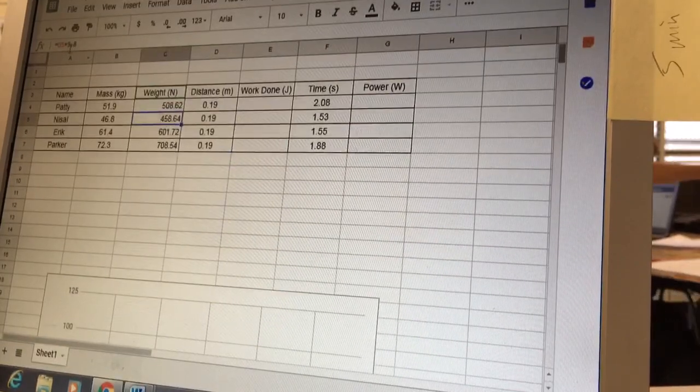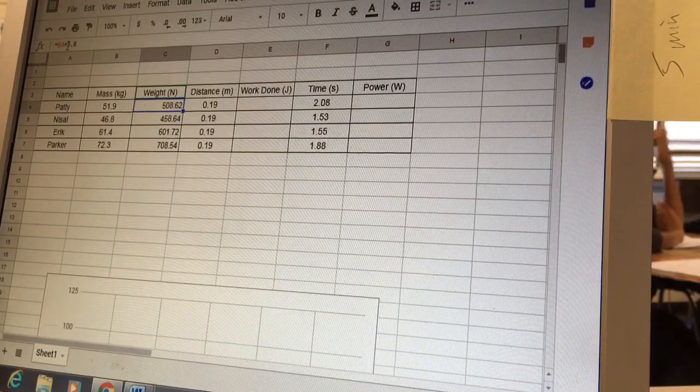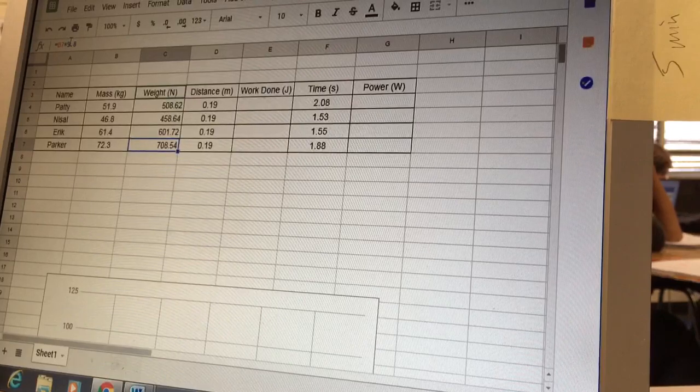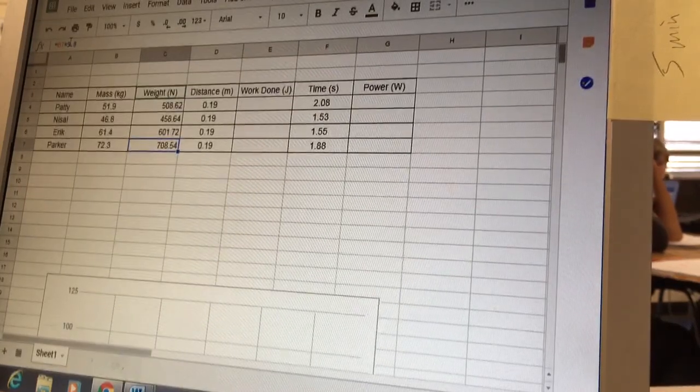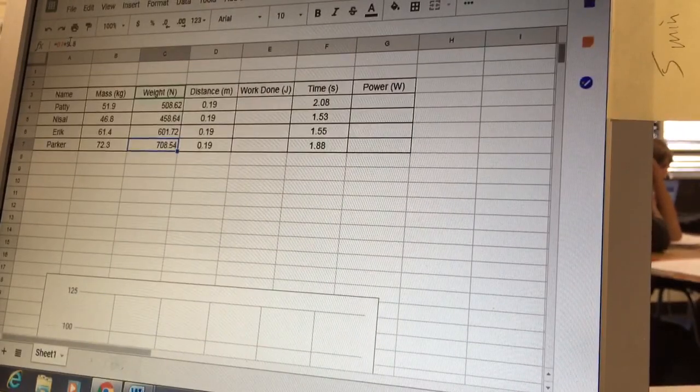If I click on each of these, you can see the equation. Remember this one for Patty was B4 times 9.8? What should this one be? B5. And then this one's B6, and this one is B7. You know how to do all these? Okay, good. So it just did all the math for me.